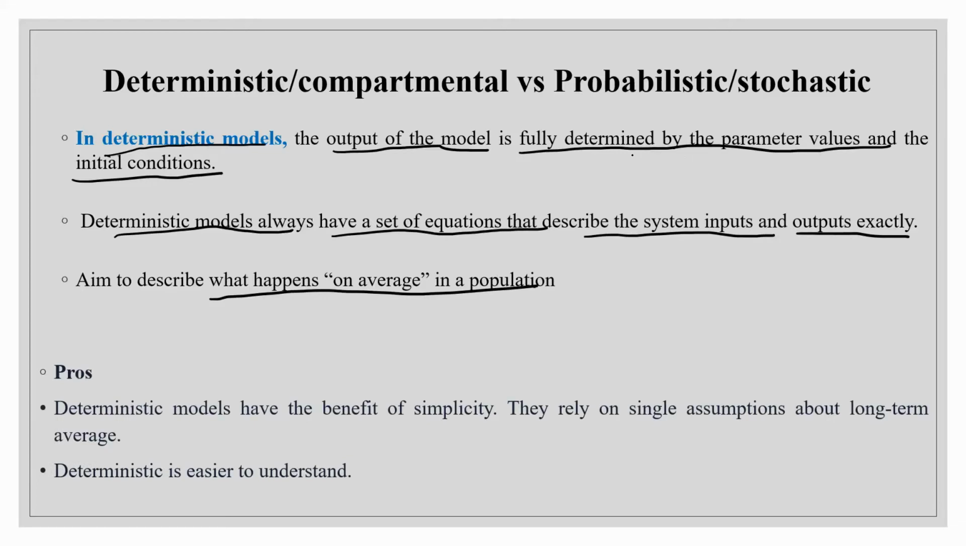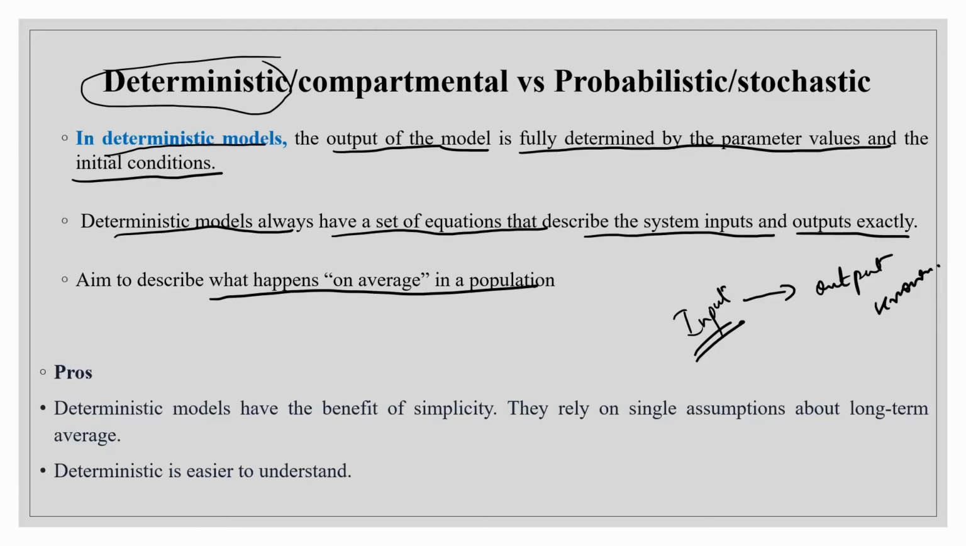So for a deterministic model, if you give the same input, you will get the same output. It does not contain any randomness. If you feed your model with the same initial conditions and parameter values, your output will be known and you will get the same output again and again. There will be no variation. So this type of model is called a deterministic or compartmental model.